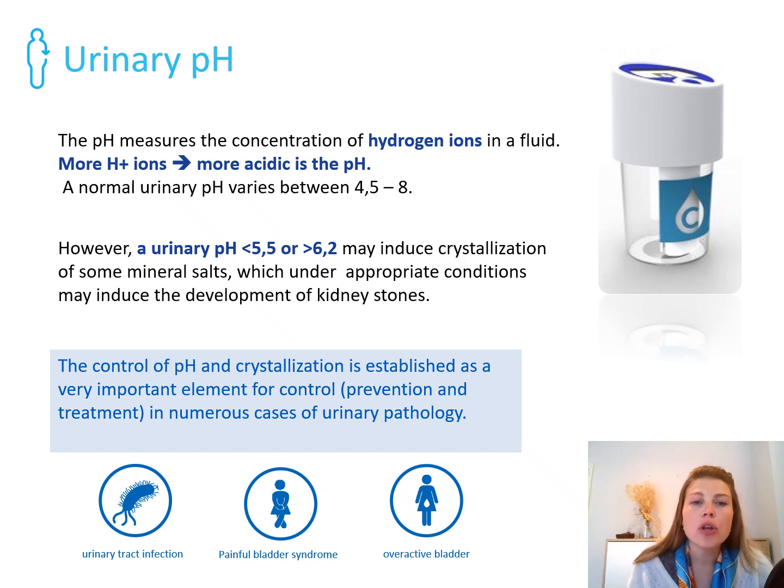However, urinary pH that remains below 5.5 or above 6.2 all the time may induce crystallization of some mineral salts, which will precipitate and, under appropriate conditions, may induce the development of kidney stones. That's why the control of pH and crystallization is established as a very important element for control, prevention and treatment in numerous cases of urinary pathology, like of course kidney stones, but also urinary tract infection, painful bladder syndrome or overactive bladder.